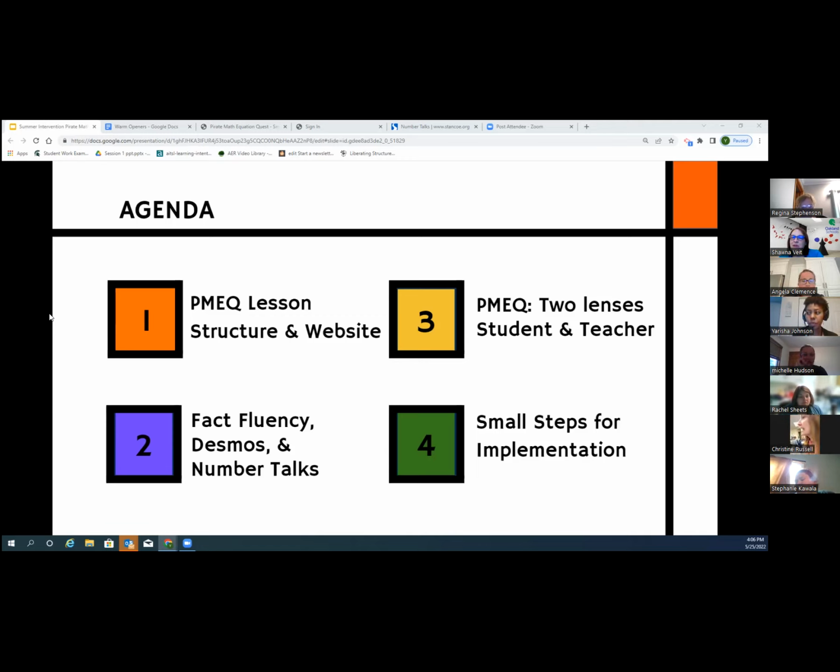And then we'll talk about small steps for implementation, what it would look like if you're going to pull out parts of the lessons and use it over the summer, what it would look like if you use it for a full summer session, and then how you might want to incorporate it through your teaching in following years. So we've got all of those possibilities going.